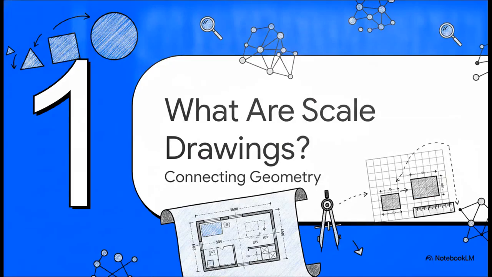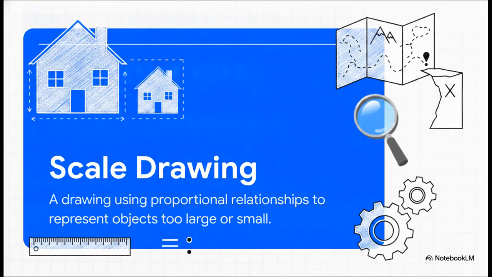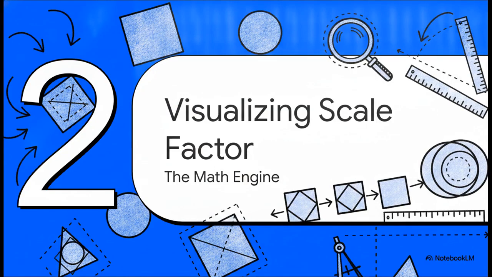Section 1. What are scale drawings? Connecting geometry to proportional reasoning. So this is where we really bridge that gap between abstract numbers and physical shapes. A scale drawing uses proportional relationships to represent an object that's just too large or maybe too small to be drawn at its actual size. And keep in mind, this isn't just about sketching a nice picture, right? Drawing an accurate map or blueprint is entirely based on strict proportional relationships. If your proportions are even slightly off, your building won't stand up, or your map might literally lead you right off a cliff.